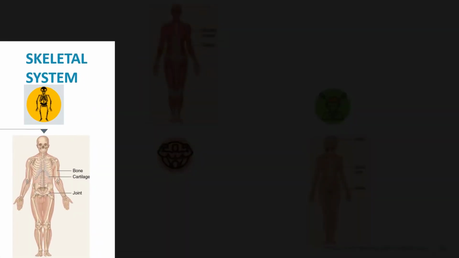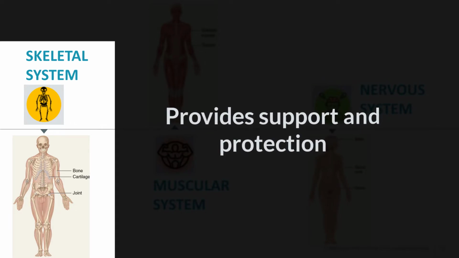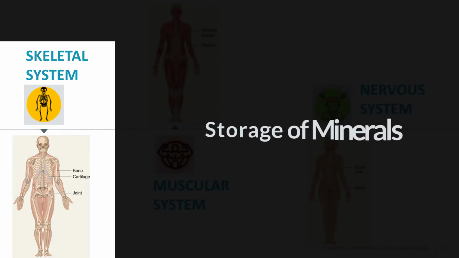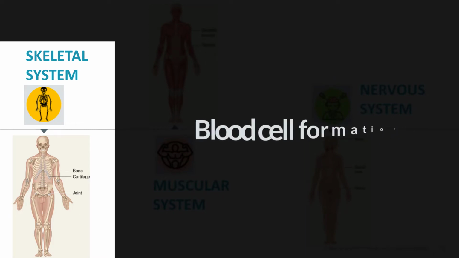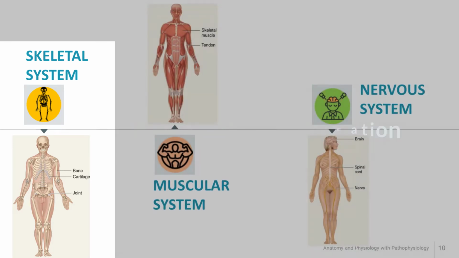The major organs of the skeletal system are the bones, the cartilages, associated ligaments, and the bone marrow. The skeletal system provides support and protection for other tissues of the body, and it also helps in the storage of calcium and other minerals. It also helps the body by forming blood cells within the marrow cavities of certain bones.